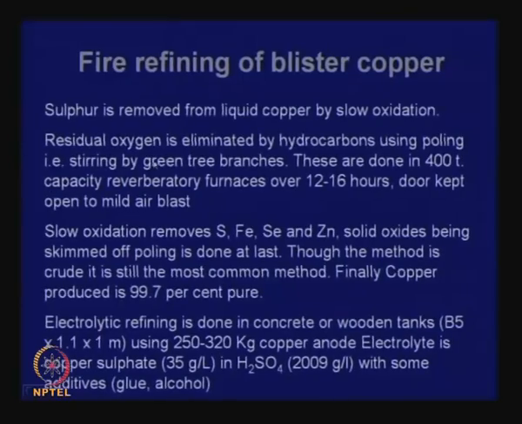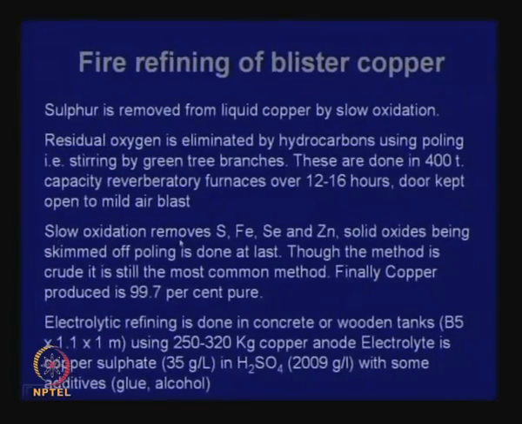People have tried in modern industry to remove that oxygen by hydrogen injection, but that is too elaborate and too complicated. Industry still uses poling. It is stirring by green tree branches. This is done in a 400 ton capacity reverberatory furnace over 12 to 16 hours, with the door kept open to a mild air blast. This is the technique.